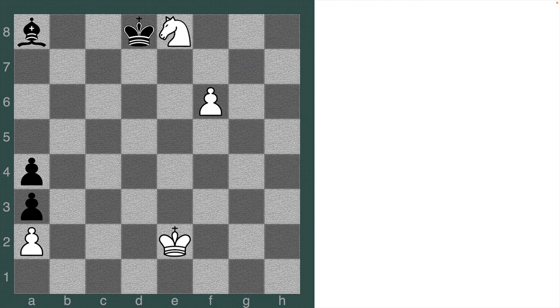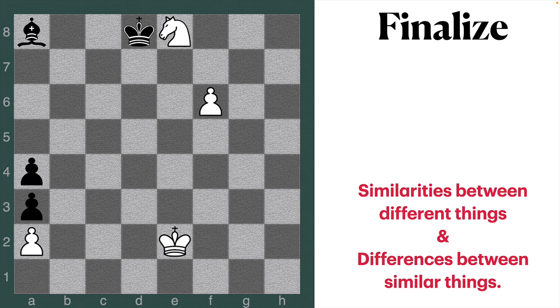Now let's put things together. Let's finalize on what our move is going to be. And here our mantra of similarities between differences and differences between similarities is going to come in handy. So we want to prevent Bd5, we want to save the knight. These are the 2 things that are our goal.